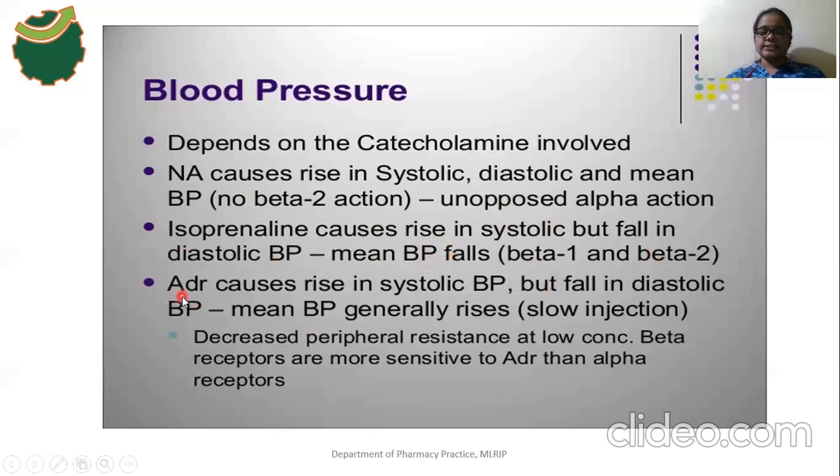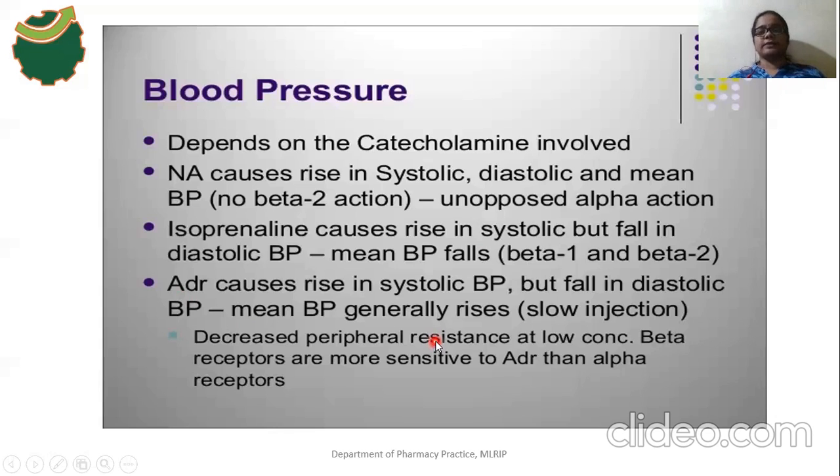And in case of the slow injection of adrenaline, what will happen? The systolic BP increases and the diastolic BP decreases. The mean BP increases. So why? What is the reason? In case of slow IV injection or slow subcutaneous injection, the peripheral resistance will decrease.